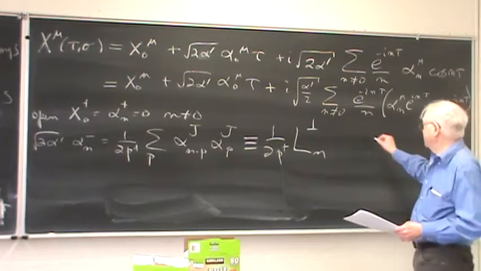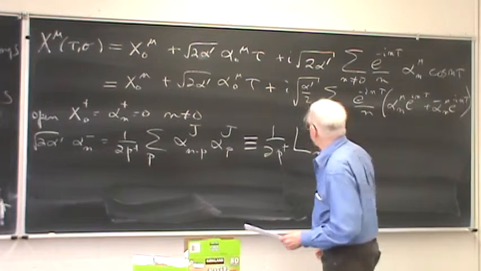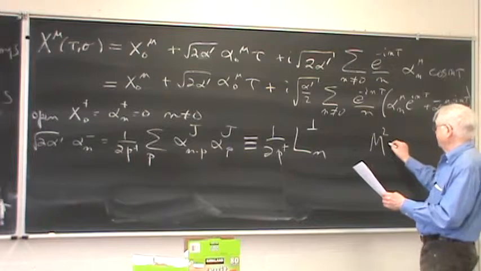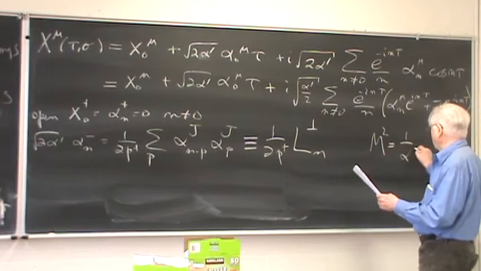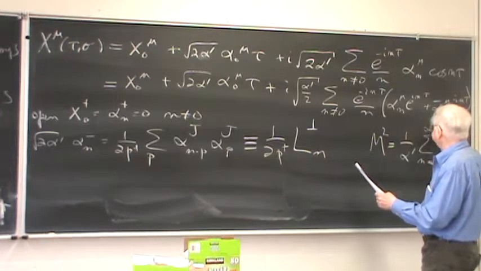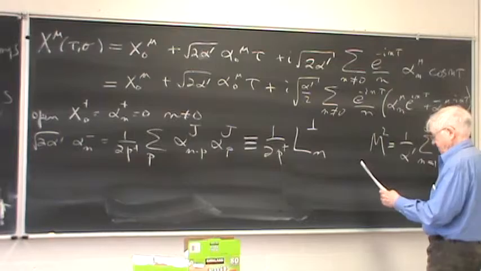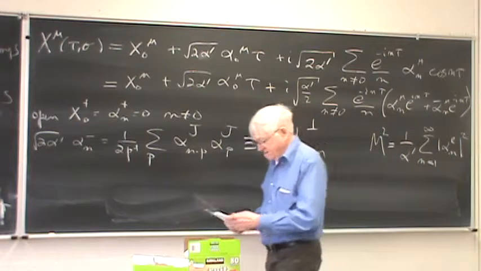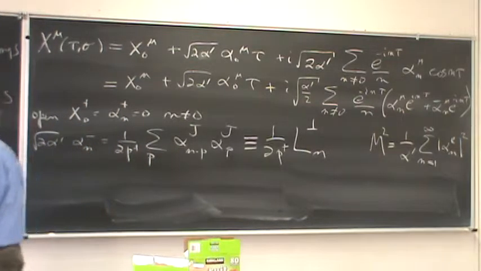And classically, you can say that the mass squared of this string is 1 over alpha prime, sum on n from 1 to infinity, alpha n L squared. Okay, so that's the classical situation.